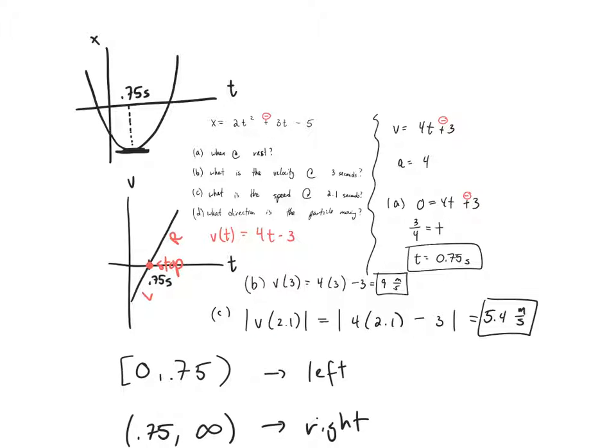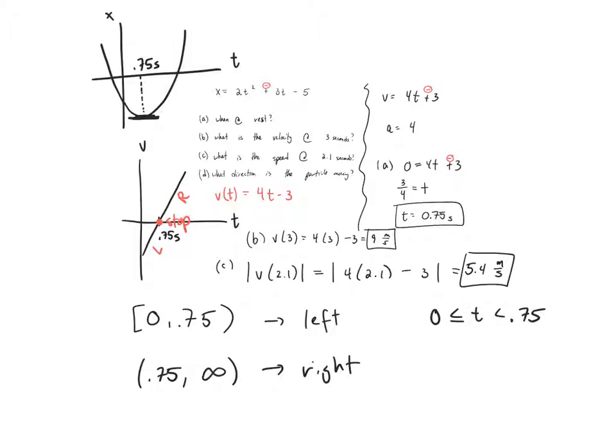You should be versed in both though, because if it's multiple choice on a test, you have to know. That's interval notation. Set notation would say 0 less than or equal to t less than 0.75, and then on the second part, t greater than 0.75. Those would be your two answers for left and right. So this is interval notation. This is set notation. You should be comfortable with that from your calculus course last year.